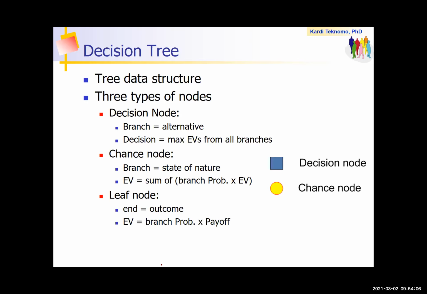Now, if it is a decision node, then you maximize the EV over all branches. If it is a chance node, then you sum the probability multiplied by the EV. If it is a leaf node, then you multiply the payoff by the branch probability. So it may seem abstract to you at this point, but let us see with an example.